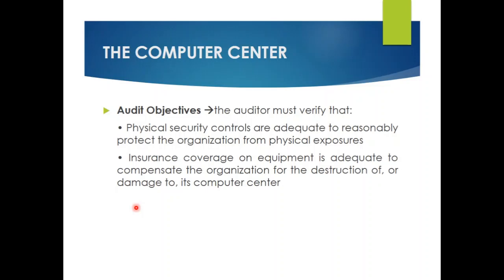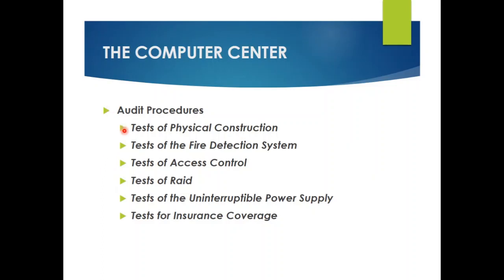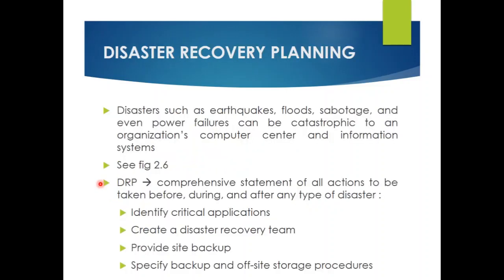In your computer center, your audit objective is to verify that physical security controls are adequate to reasonably protect the organization from physical exposures, and to verify that insurance coverage on equipment is adequate to compensate the organization for the destruction of or damage to its computer center. Your procedures include test of physical construction, test of fire detection system, access control, test of RAID, and test of uninterruptible power supply. These are examples of audit procedures you can perform for your computer center.